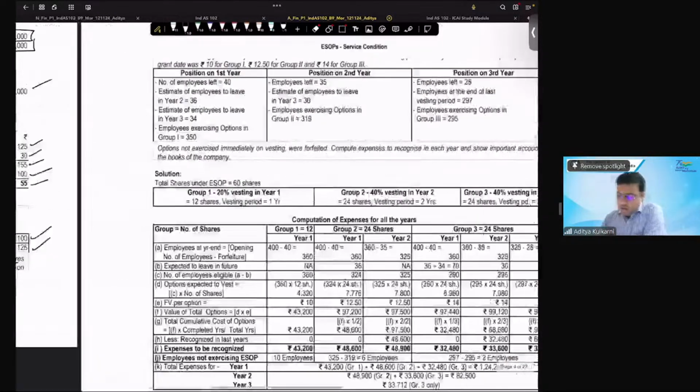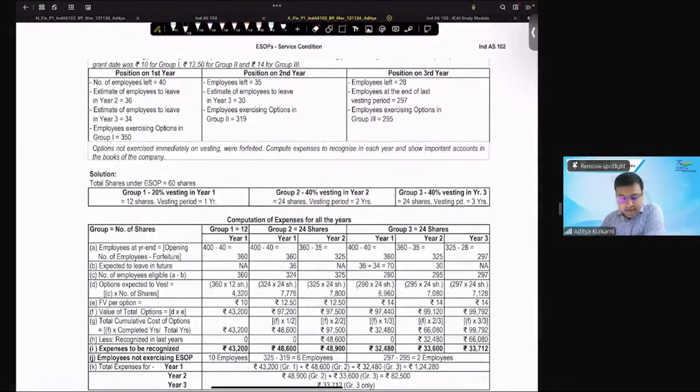Fair value of options per share on the grant date was 10 rupees for group 1, 12.5 rupees for group 2, and 14 rupees for group 3. Sir, why will the fair value differ for each of the three groups? Because vesting period is different. So obviously the fair values will undergo a change.